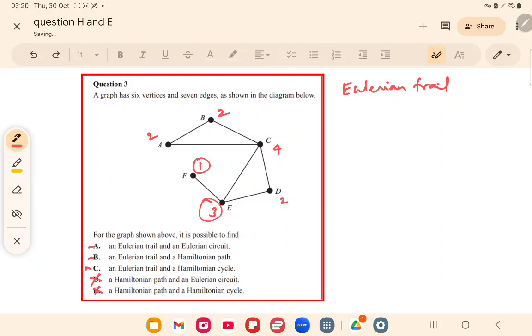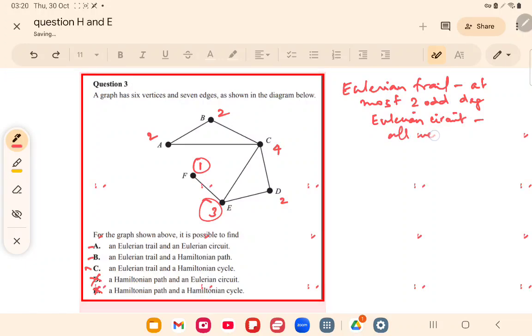Now, if you look at the fact that not all are even, here you need at most 2 odd degrees. And for an Eulerian circuit, you need all even degrees, which is not possible. And so that takes away option 1 and takes away option D, which we've already eliminated.